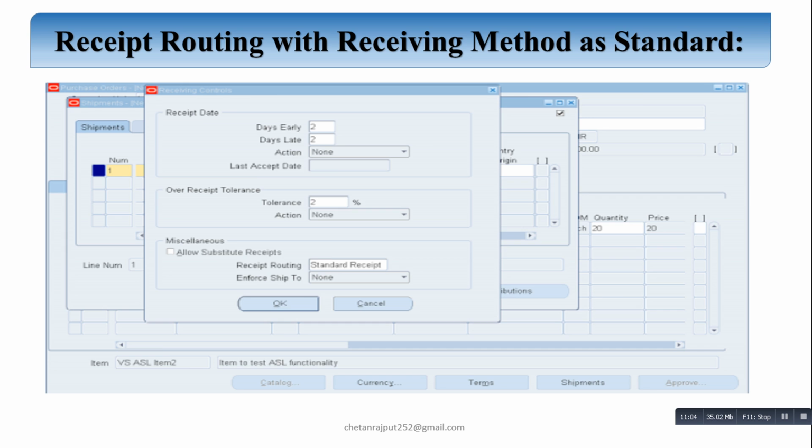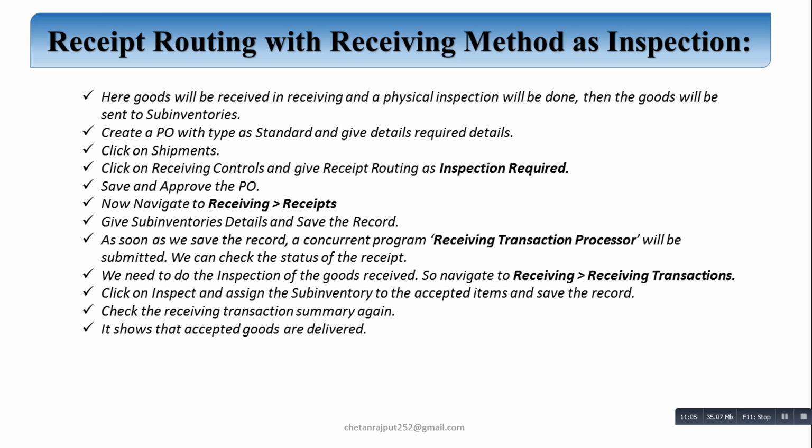Receipt routing with a receiving method as inspection. Here goods will be received in the receiving and a physical inspection will be done. Then the goods will be sent to the sub inventories. Now create a purchase order with a type as standard and give the details as required. Click on the shipment button, click on receiving control and give a receipt routing as inspection required. Save and approve the purchase order.